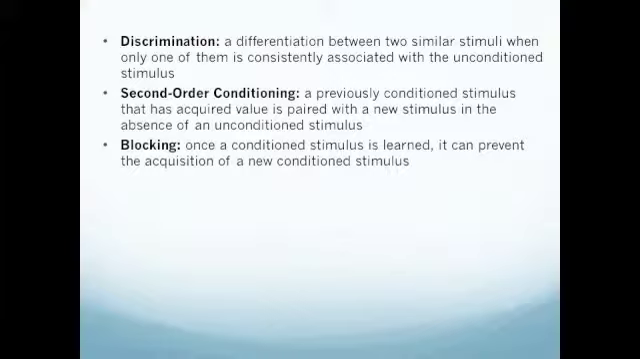And discrimination is a differentiation between two similar stimuli when only one of them is consistently associated with the unconditioned stimulus. Second-order conditioning is when a previously conditioned stimulus that has acquired value is paired with a new stimulus in the absence of an unconditioned stimulus. Finally, blocking. Once a conditioned stimulus is learned, it can prevent the acquisition of a new conditioned stimulus.